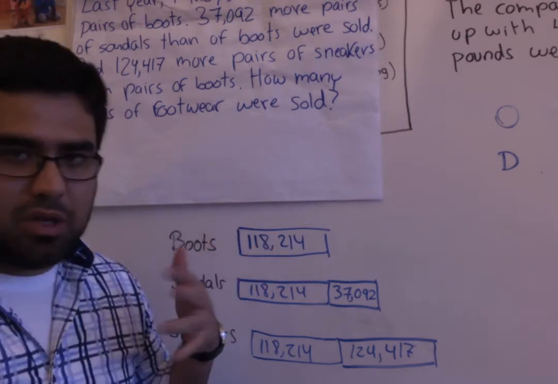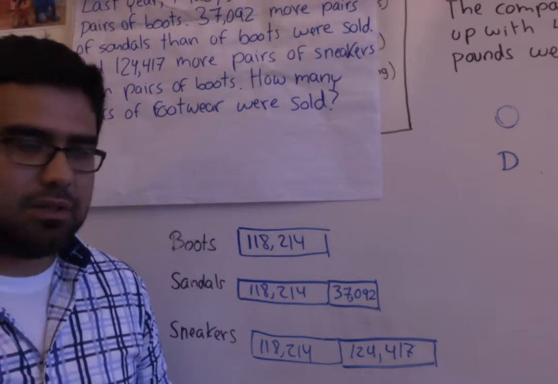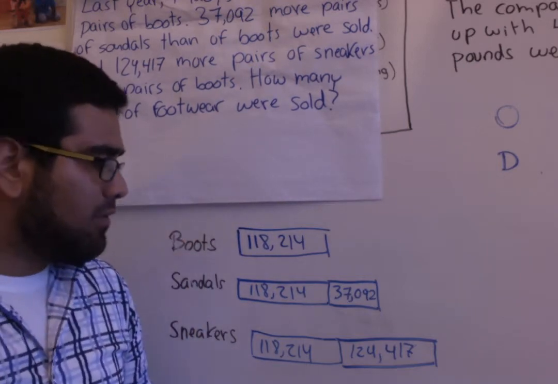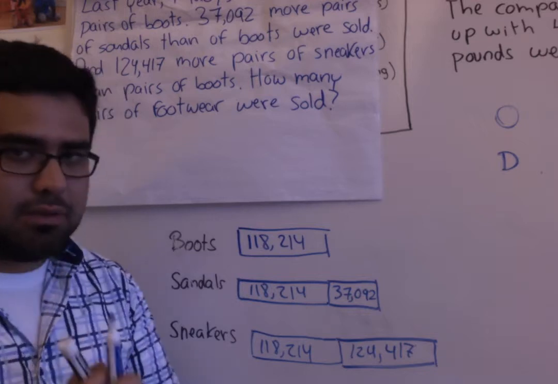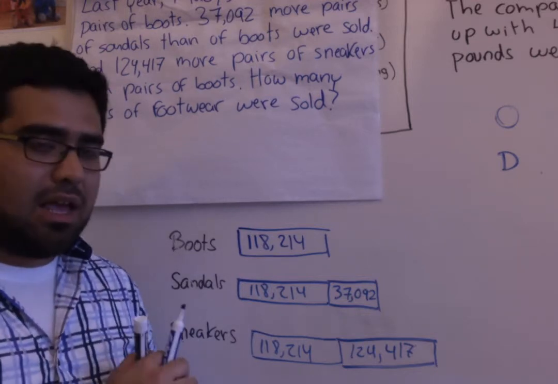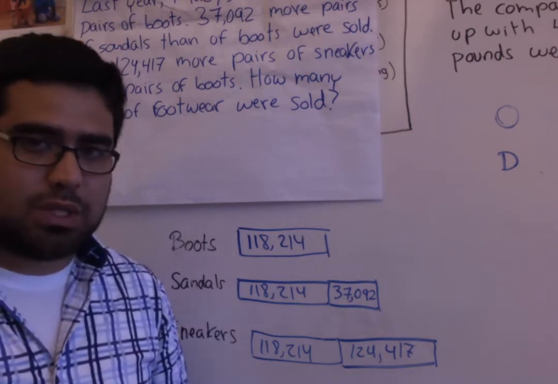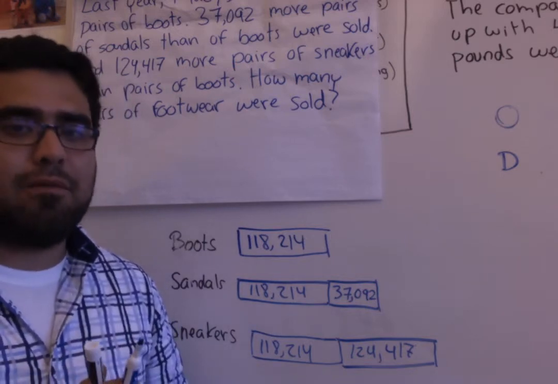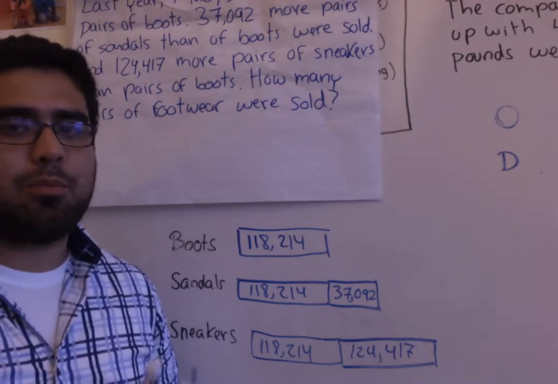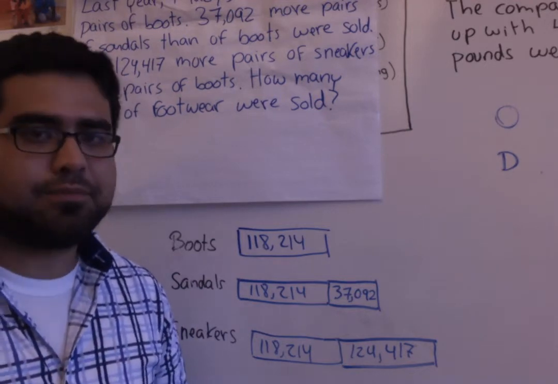You read this problem and you just decide, oh, I have to add, right, to figure out the answer of how many pairs of footwear were sold. However, trust me, a visual representation of the word problem, and it's also a visual representation that we're going to use this whole year, will go a very, very long way so that students are able to solve word problems and process the information a lot better.